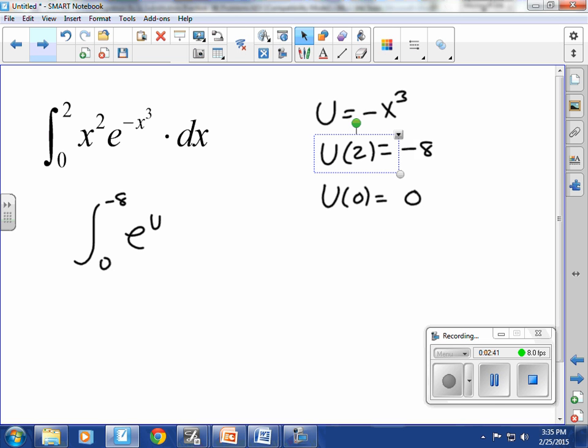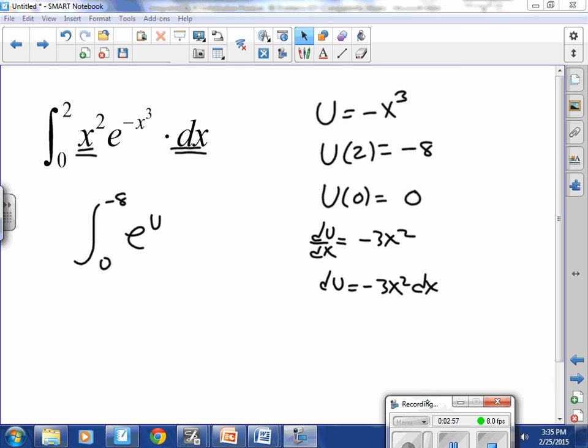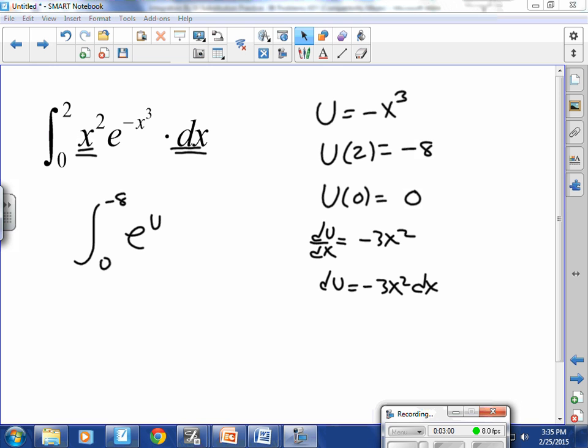Now, let's go to work on what's left to be replaced. X squared dx. Quick note here, the derivative of u with respect to x is negative 3x squared. Therefore, du turns out to be negative 3x squared dx. Now, my goal is to replace x squared dx, so I'm going to divide the negative 3 out of both sides of this, and I'll be left with du over negative 3 replaces x squared dx. So I'll set the negative 3, or negative 1/3 constant, to the front, and du here.